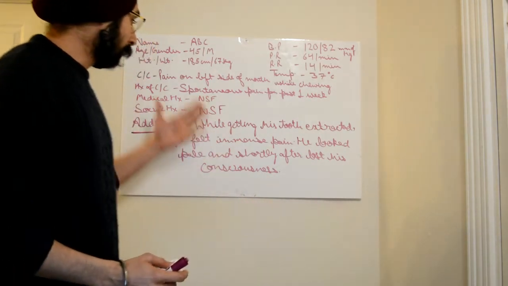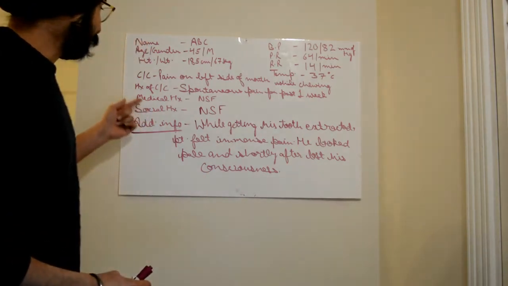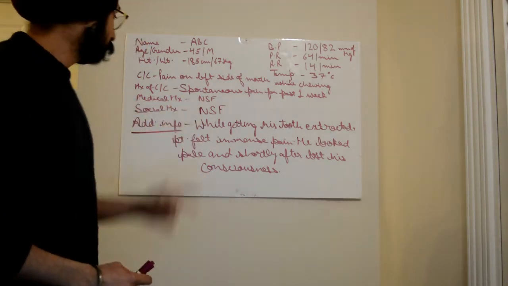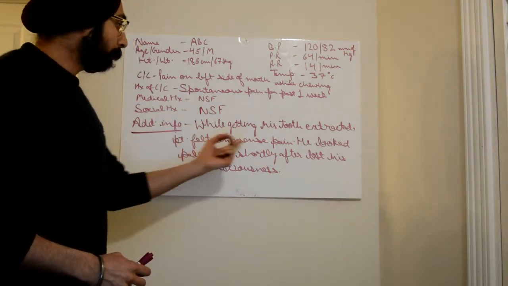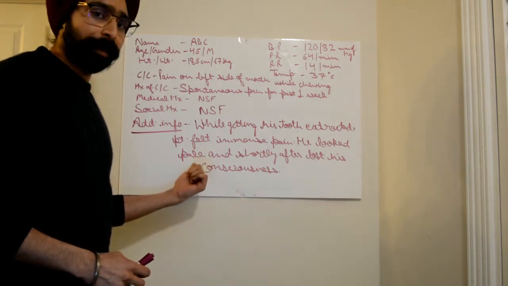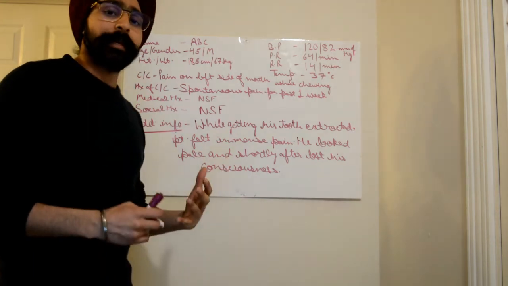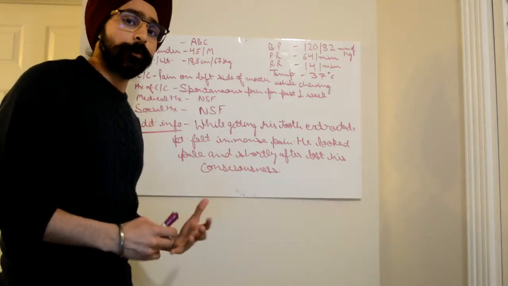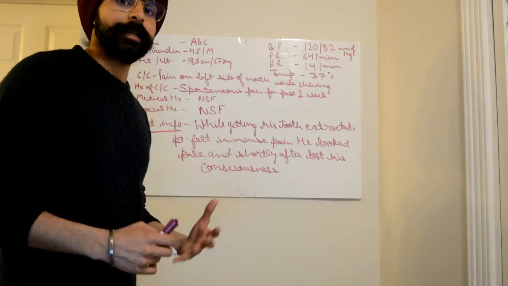Guys, we need to read this additional information very carefully. See, the patient has no medical history, no social history, but the patient felt pain, he looked pale, and after that he lost his consciousness. This is a typical example of vasovagal syncope, or simply we can call it syncope.